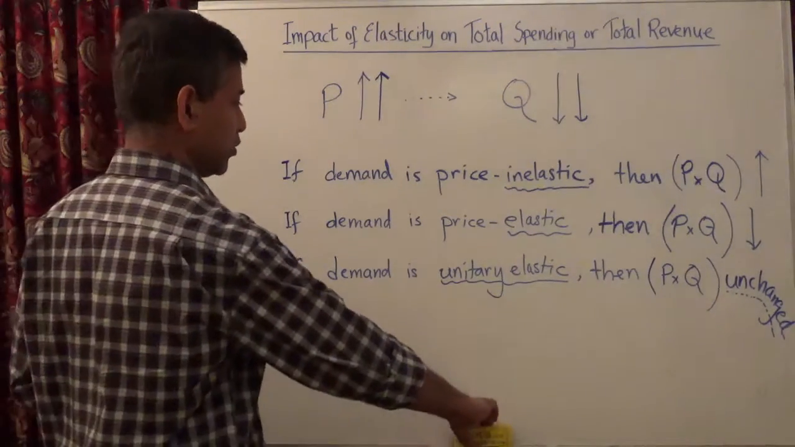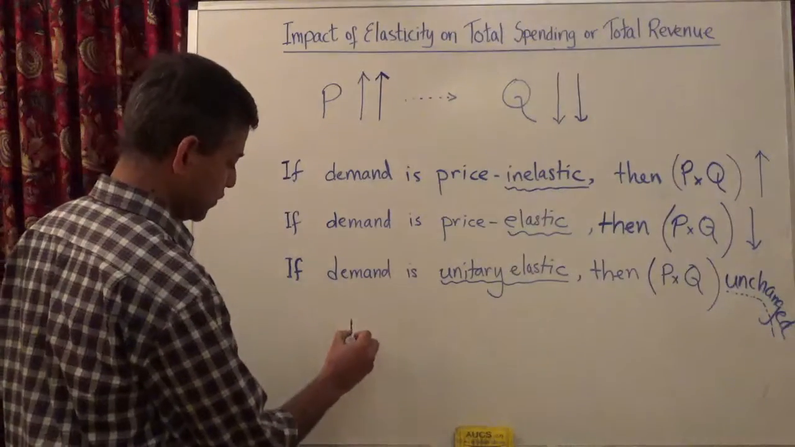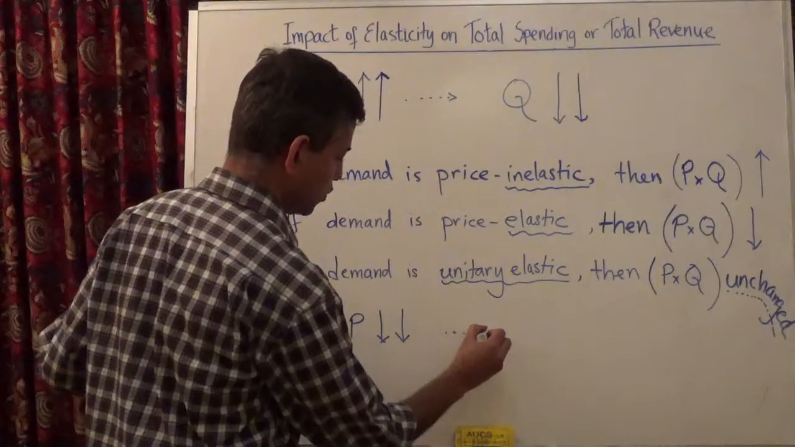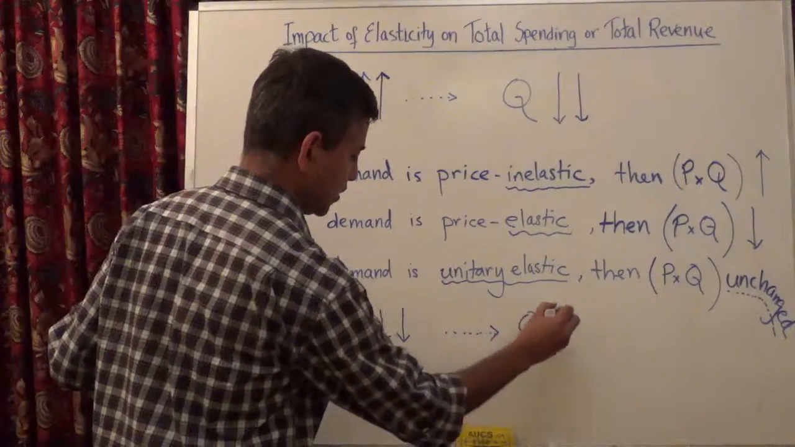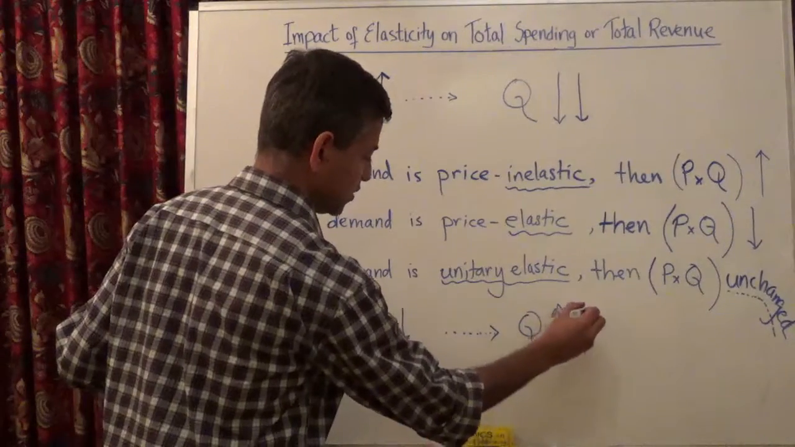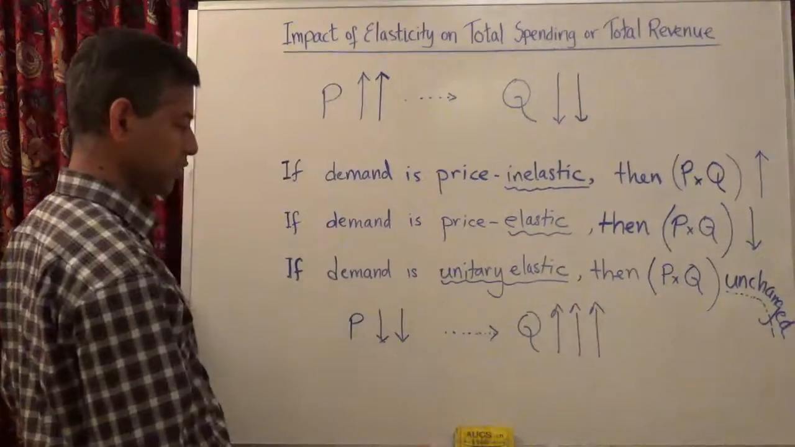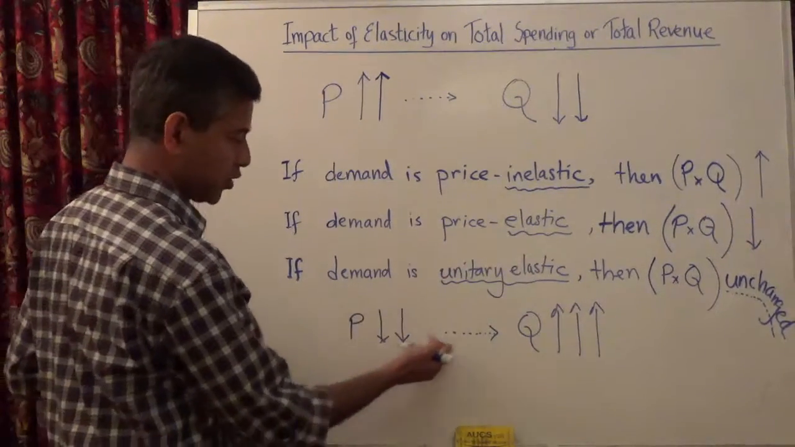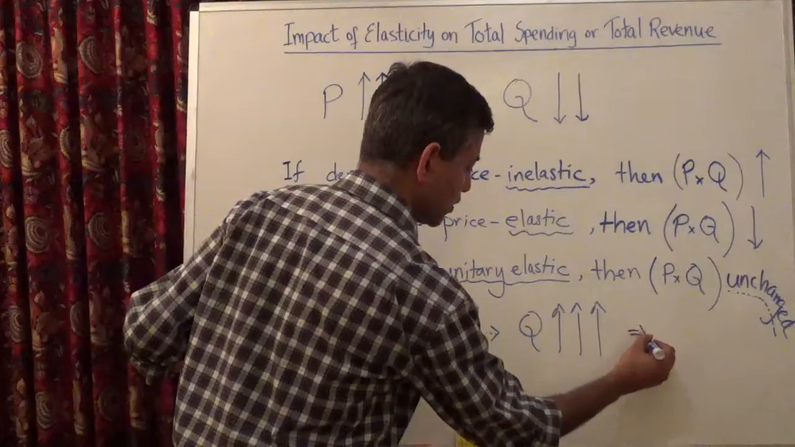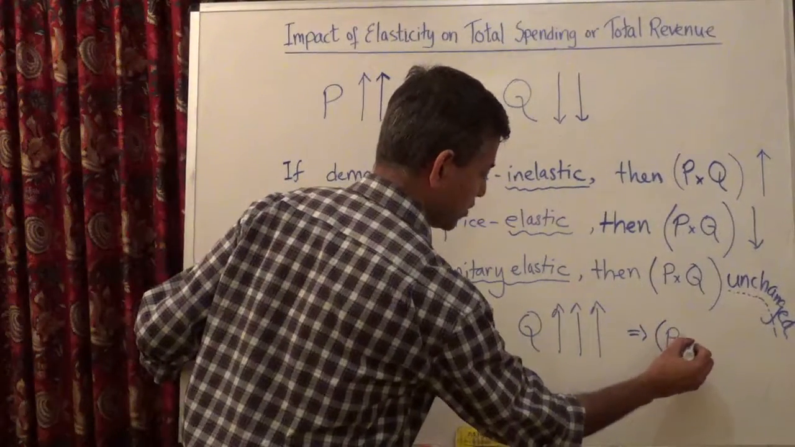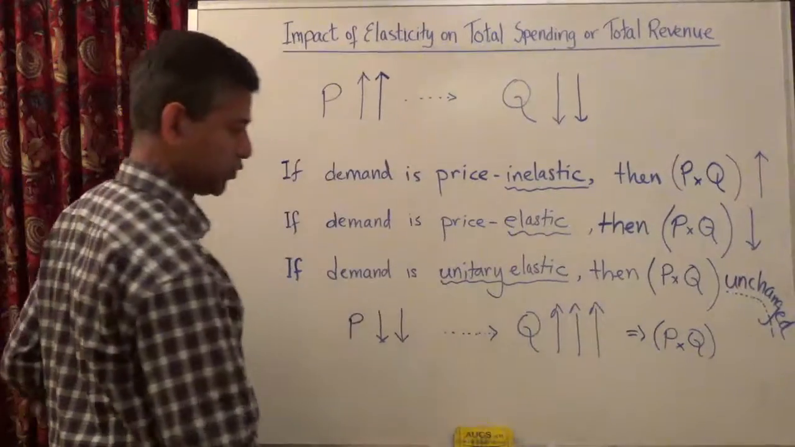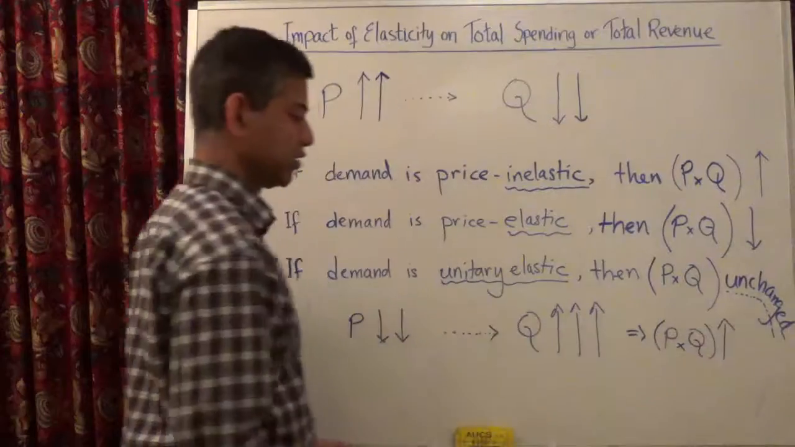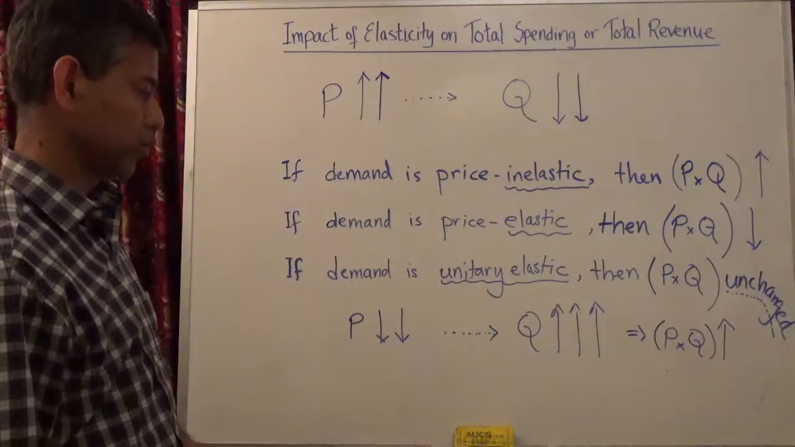So that would be an example whereby we have price being reduced, leading to quantity responding or getting adjusted quite largely. And so with elastic demand, a reduction in price would lead to total spending by consumers, or total revenue, total sales earned by the seller, to go up.